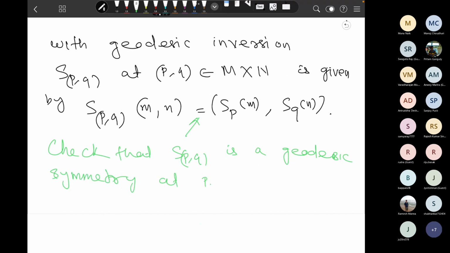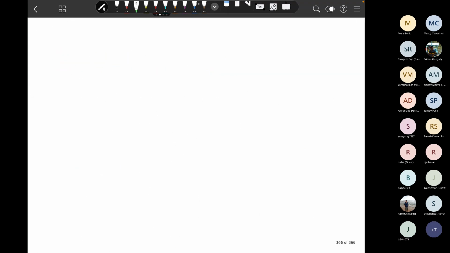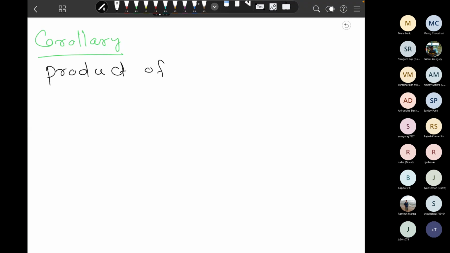Symmetry at P comma Q. So that means using this A, you can produce a lot of examples of Riemannian symmetry. Corollary. I want to first write a corollary. The product of finitely many Riemannian products.